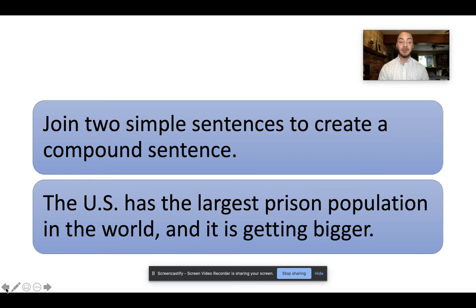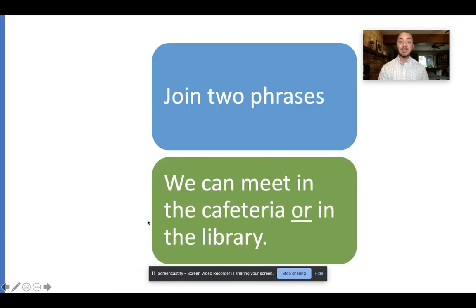This is different from when we join just 2 phrases. When we're joining just 2 words or just 2 phrases, no comma is necessary. This sentence is a simple sentence, and it just has a more complex predicate. We have one subject, we, and then we have our verb phrase, can meet, right? That's the action phrase. And then these other 2 sets of words, these phrases, tell us where the action could take place, right? It could take place in the cafeteria, or it could take place in the library.